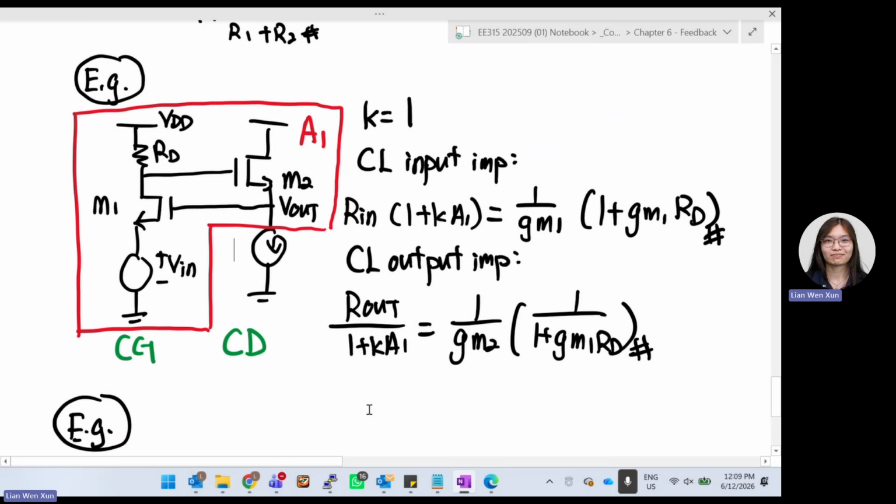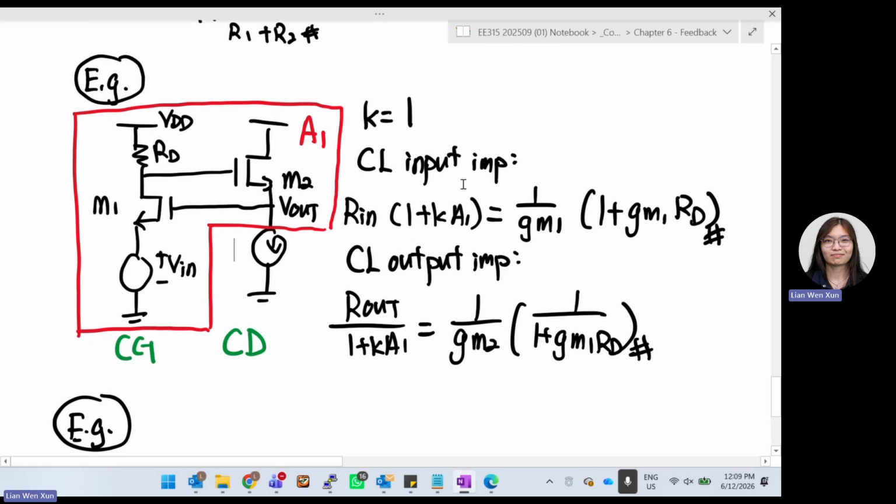If you want to find the closed loop input impedance, it equals R in times 1 plus Ka1. What is your R in? Input is still the same, 1 over Gm1. What exactly is your K? K is 1. What is your A1? A1 is the whole thing. So it will be Gm RD because it's just a common gate times 1. The common drain gain is 1, so it's just Gm RD.